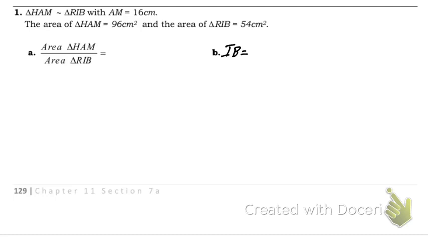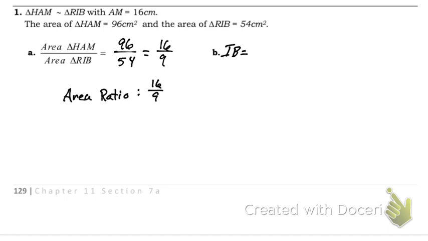So our area ratio is just the area of HAM, which is 96, over the area of RIB, which is 54. What does 96 over 54 simplify to? 16 over 9. So our area ratio is 16 over 9. Now I want us to note what B is asking for.